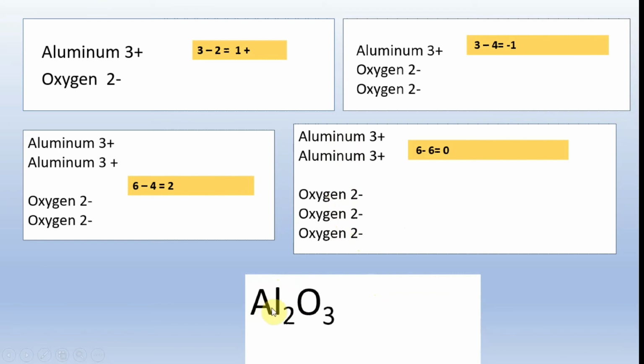The symbol for aluminium and the subscript 2, because it means we have 2 molecules of aluminium. Then the symbol for oxygen, the letter O, capitalized, and how many molecules do we have? 3. So this is my formula for aluminium oxide.